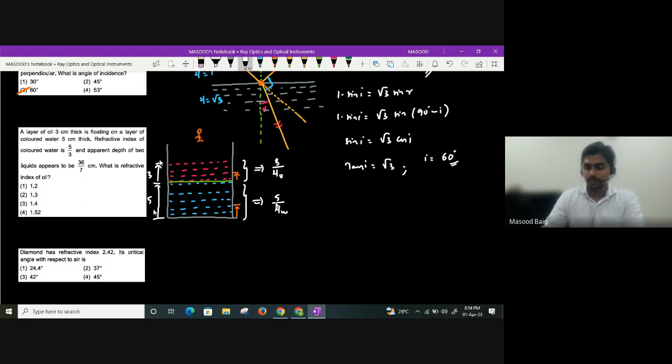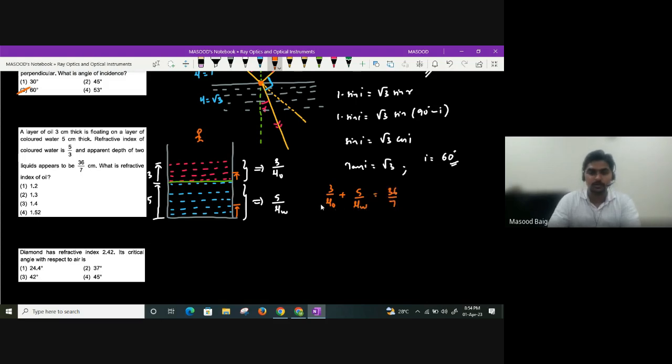So what is the total depth now? 3 divided by mu naught plus 5 divided by mu w. I'll take another color. Yes or no? In reality, 8 centimeters, but what is its apparent depth going to be? 36/7. So what we can write here, beta? 3 divided by mu naught plus 5 divided by mu w should be equal to 36/7.